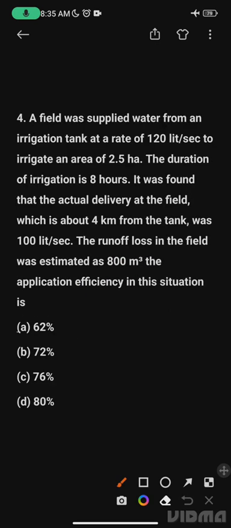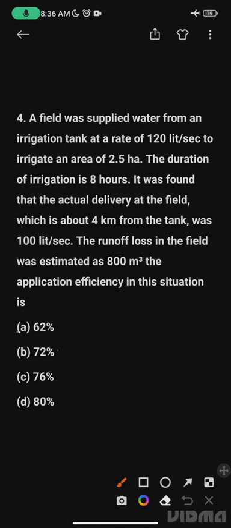4. A field was supplied water from an irrigation tank at a rate of 120 liters per second to irrigate an area of 2.5 hectares. The duration of irrigation is 8 hours. It was found that the actual delivery at the field, which is about 4 km from the tank, was 100 liters per second. The runoff loss in the field was estimated as 800 meter cube. The application efficiency in this situation is A 62%, B 72%, C 76%, D 80%.